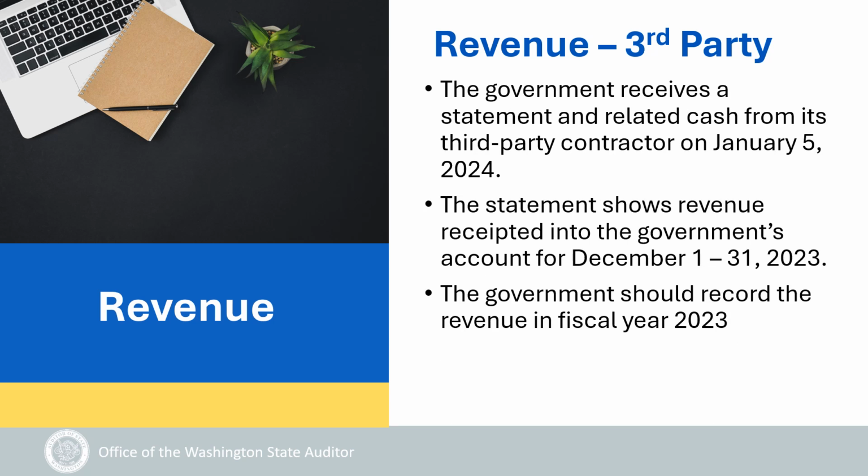To further discuss this third party and provide more context, here's an example. A government utilizing a third party receives a statement and the related revenue they were holding on January 5th, 2024. In reviewing the statement, the government learns that the cash received from the third party supports revenues that are from December 1st through 31st of 2023. As the government notes from the statement, the revenues received from the third party should be recorded in their general ledger as revenues for fiscal year 2023.